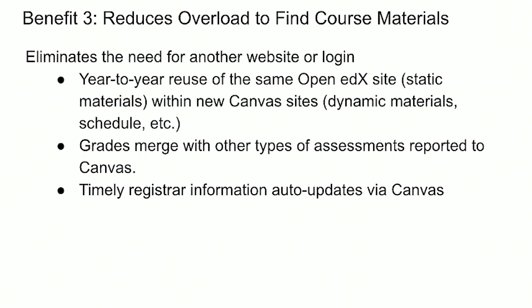The grades merge with other types of assignments reported. So the other issue, right, is that we have things coming from Gradescope, grades coming from Canvas possibly, grades coming from just other assignments or activities the faculty may use. So this is just going all to the Canvas gradebook, and all of those pieces can be reported to the same place and then exported at the end of the semester to decide final grades.